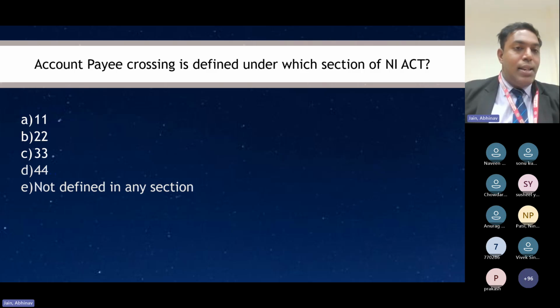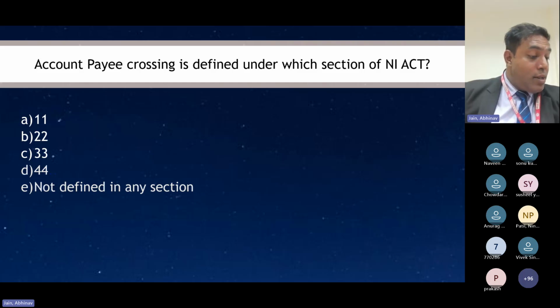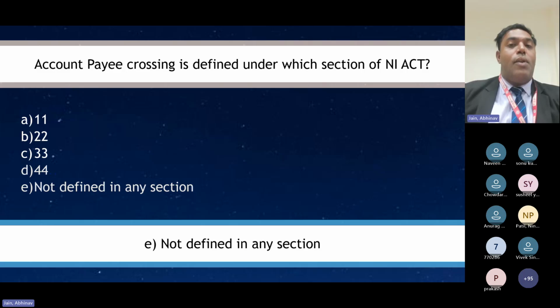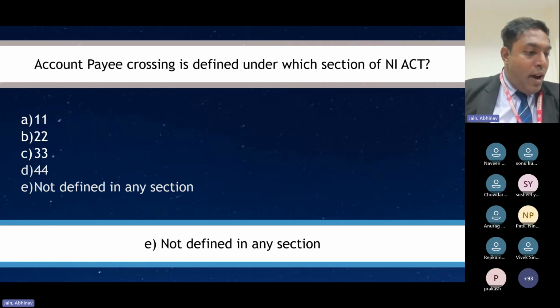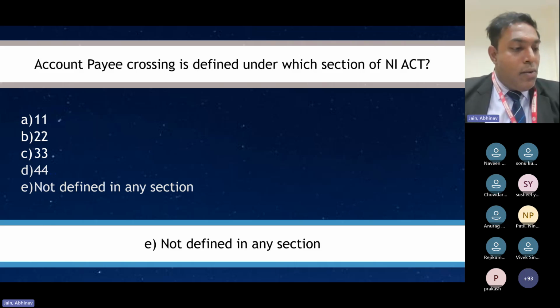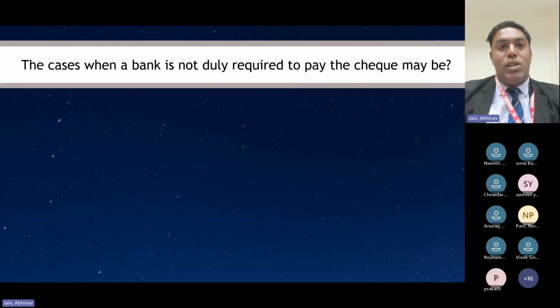No. Many wrong responses are being received. Don't worry. It is neither section 11 nor section 22. Some of them are responding 124. Sandeep, sir, it is not an option even. So 11, 22, 33, 40, any section. It is not defined in any section. Correct answer is account pay crossing is not defined in NI Act. It is a practice. It's not a law. Please do remember, it is not defined under any section of NI Act. It is a practice. It is not a law. Do remember this.